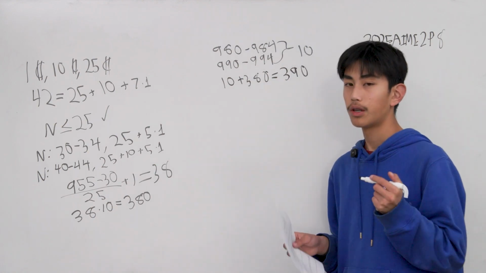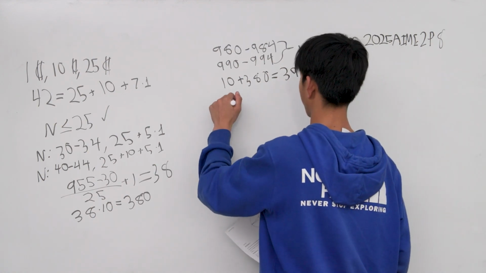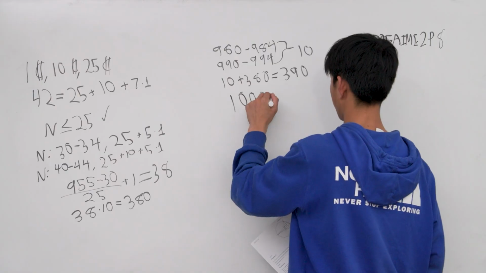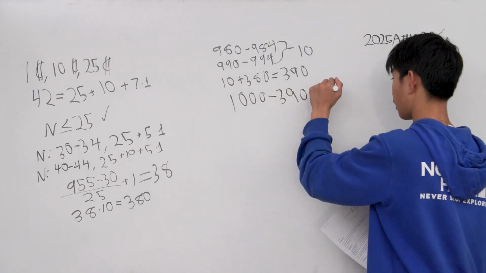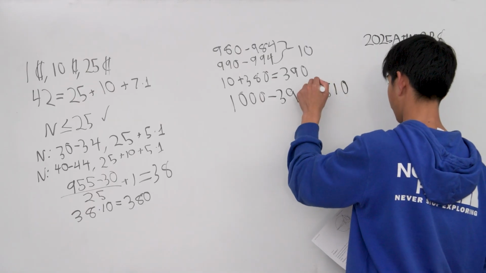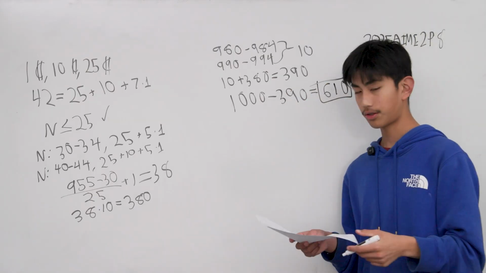So then we have the number of numbers that don't work. We take the total amount of numbers, which is 1,000, and subtract the number of numbers that don't work, which is 390, to get the number of numbers that work, which is 610. And this is our answer.